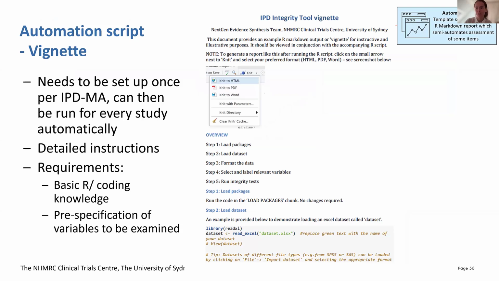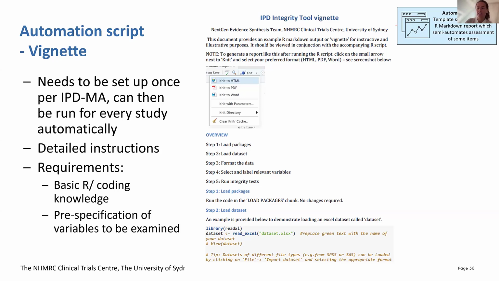Otherwise, of course, if you're looking at individual studies, the setup will have to be done for that study manually. Now, what do you need to use this tool? A little bit of basic coding knowledge is advantageous. So really, we try to take most of the coding away from you there, but a little bit would help.